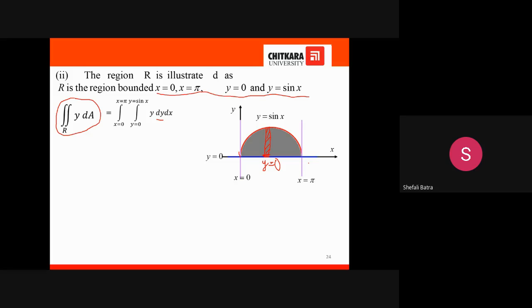Integrate with respect to y, you'll get y square by 2. Then put sine square x by 2. Then change the sine square using the cos 2x formula: 1 minus cos 2x divided by 2, that would be 4 in the denominator. And then integrate with respect to x. It would be x minus sine 2x upon 2. Put the limits, and the answer would be pi by 4.